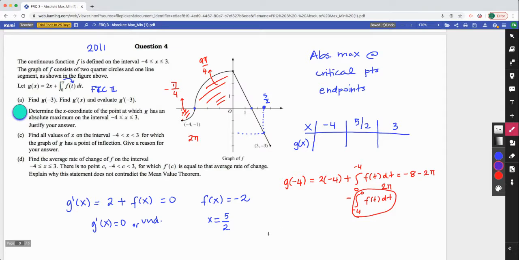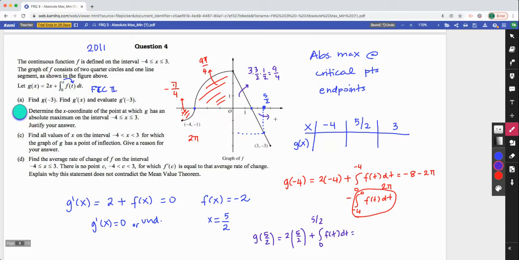So the next one, g of 5 over 2. Let's look at g of 5 over 2. So this is going to be 2 times 5 over 2 plus the integral from 0 to 5 over 2 of f of t dt. So let's look at 0 to 5 over 2 right here. So you can see that this area and the area here will cancel each other, but you can just figure out the areas of these triangles. So it's going to be 1.5 times 3 divided by 2, 9 over 4.